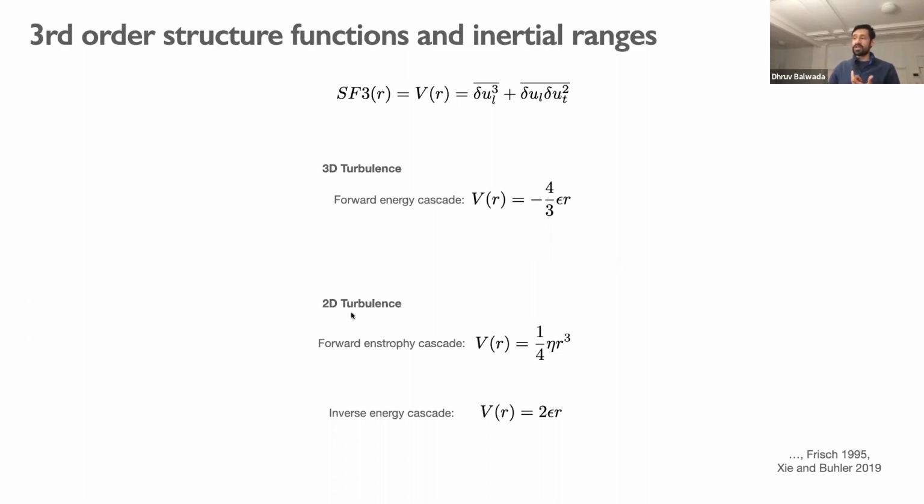And similarly for two-dimensional turbulence, which is basically turbulence in a slice of flow, where we have an entropy cascade and an inverse energy cascade, a similar formula appears. So V(r) depends on eta r cubed, 1/4 eta r cubed, where eta is the entropy transfer rate, and it is 2 epsilon r when there's an inverse cascade rate. And another thing to note here is that in the forward energy cascade scenario, this quantity is negative, and in the inverse energy cascade scenario, this quantity is positive. And so these are some ideal relationships that exist for this quantity.